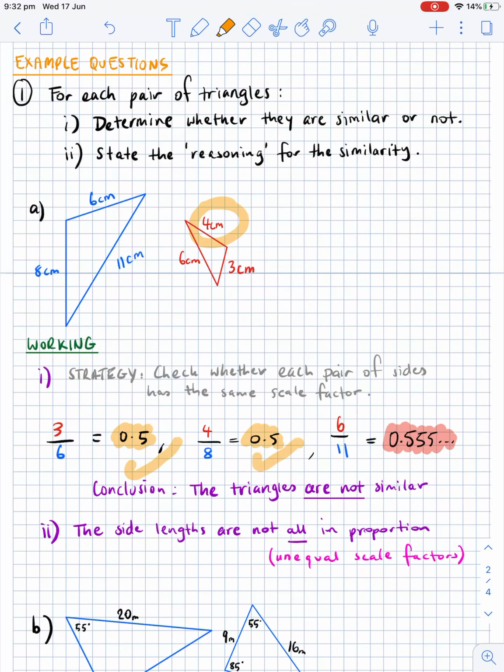So these two sets of sides are in proportion. The next one is 6 centimeters goes with 11 centimeters, and that is not in proportion. Because this pair of sides does not have the same scale factor as these ones, the sides are not in proportion, so the triangles are not similar. The reason is that the side lengths are not all in proportion, unequal scale factors.